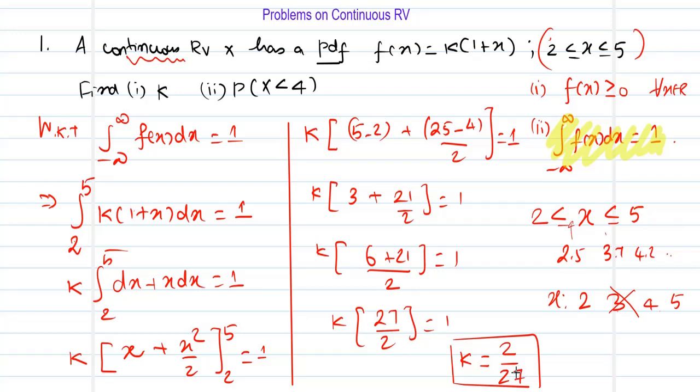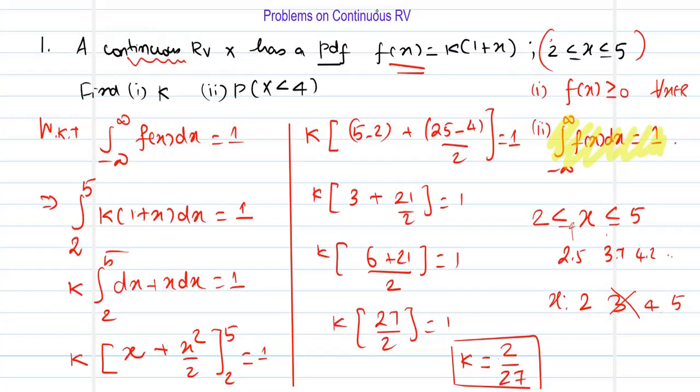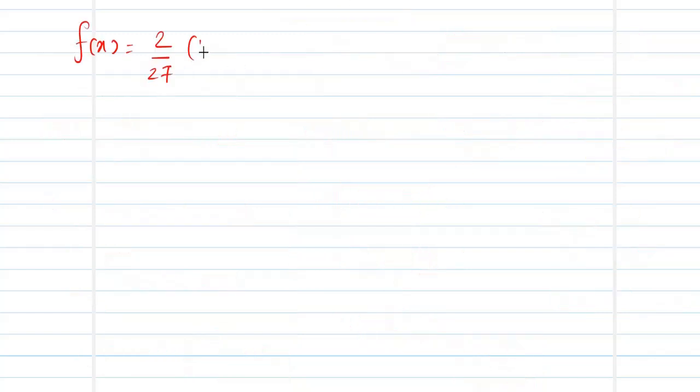After fetching the value of k, your task is to go and substitute it back in your f of x. So our f of x will now be redefined as 2 by 27 times 1 plus x. So k has been resubstituted. So it will be 1 plus x, which is valid for 2 less than x less than 5. So that completes our problem number 1.